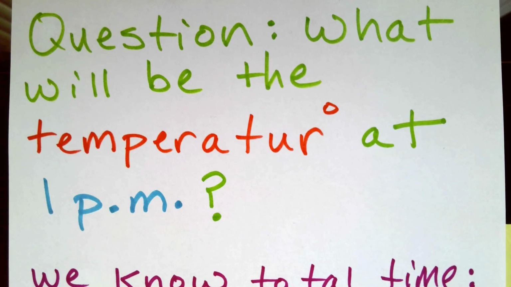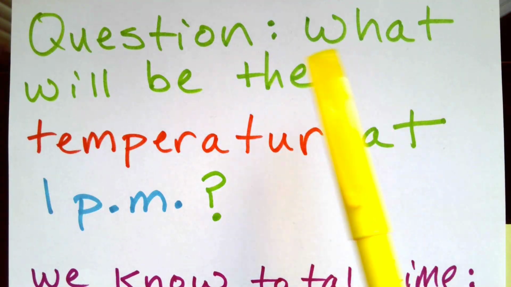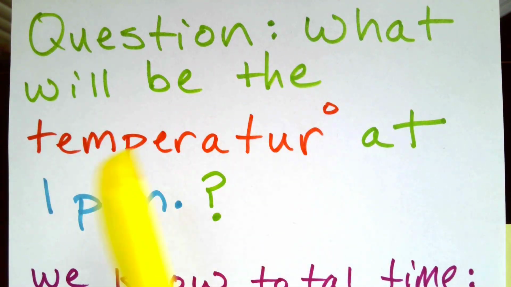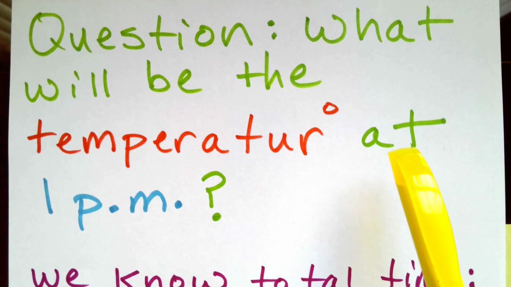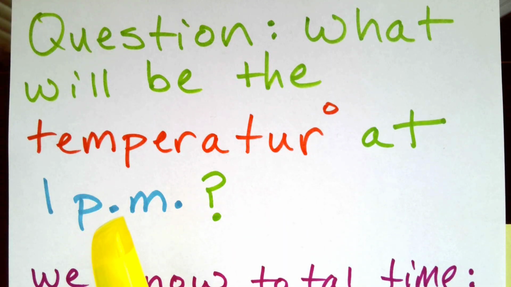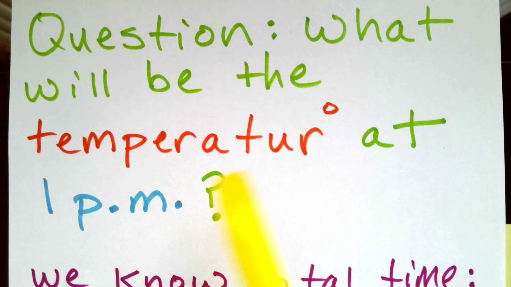Welcome back to the part 3 video on answering the test question: what will be the temperature at 1 p.m.? And remember, the question they're asking, what will be the temperature, I may have spelled that wrong. Oh, there's a mistake. I think I left out an E right here for temperature.